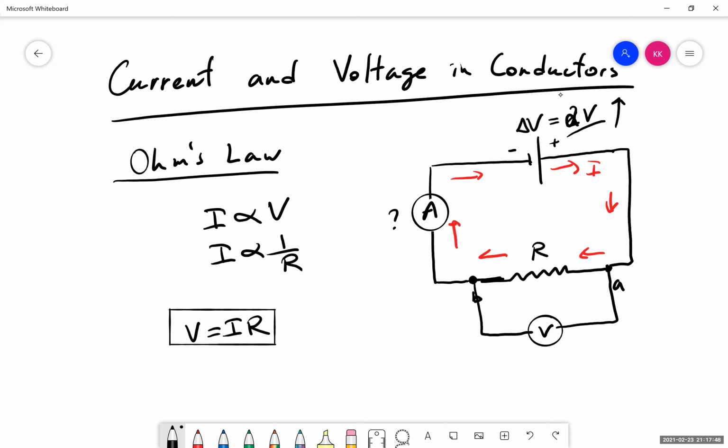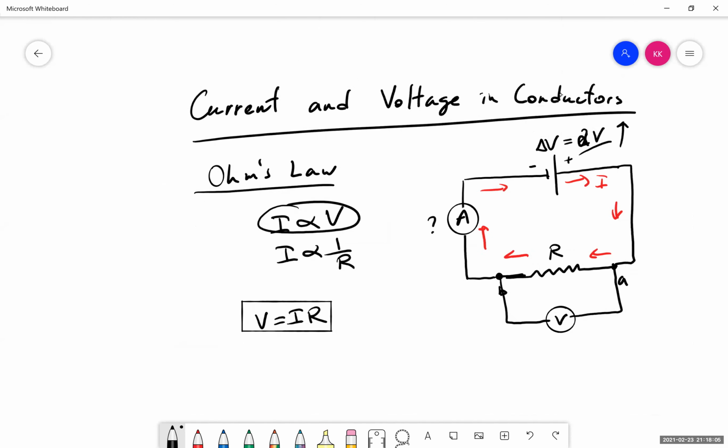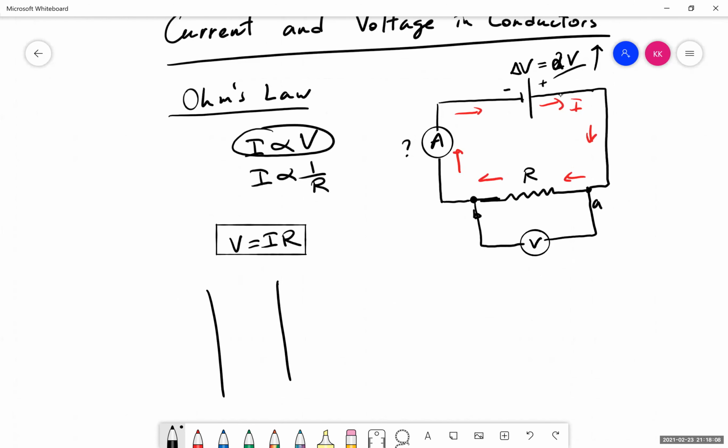Well, according to the equation, current and voltage are directly proportional. That means if I continue increasing the voltage, the current should increase. And according to Ohm's law, it's a linear relationship. It's a direct linear relationship. That means what we're going to do here is take data.